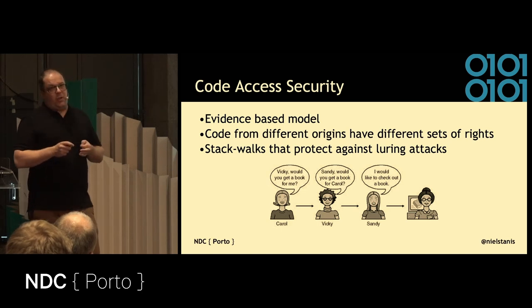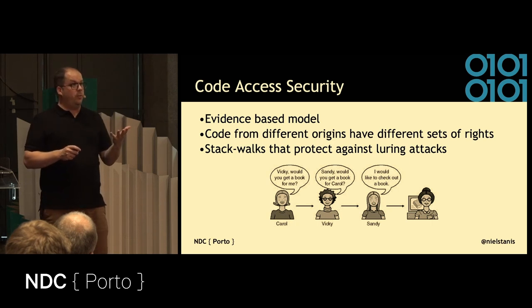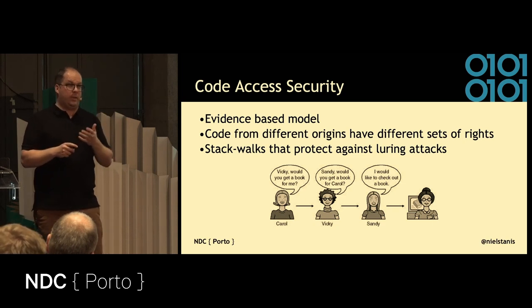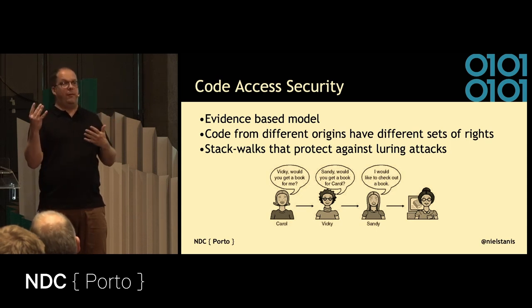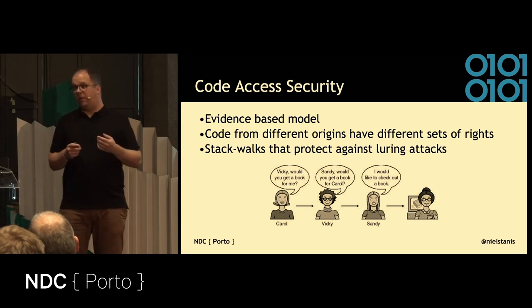But with code access security, there's an evidence-based model. Code would have an origin where it's being loaded from, which can be, of course, the internet, right? It might have been signed by somebody. That's also a piece of evidence. Based on that, the intersection could allow somebody to have access to system resources. So if you download an app from the internet, it might not have file system access. You would not allow it. That's what code access security was capable of doing.